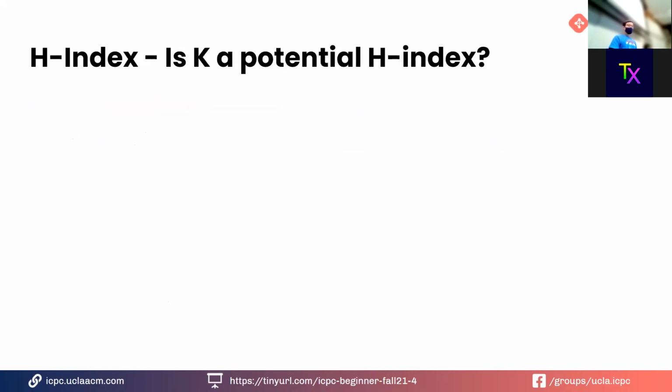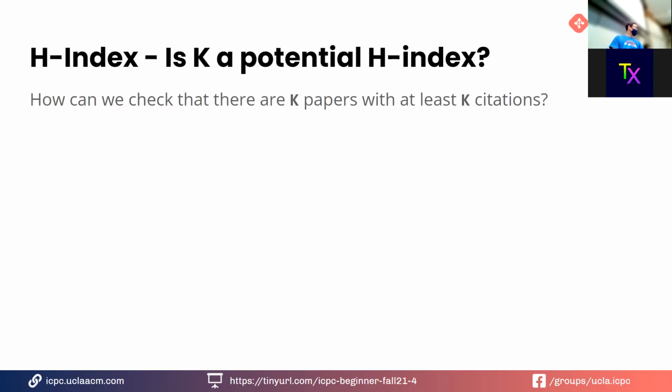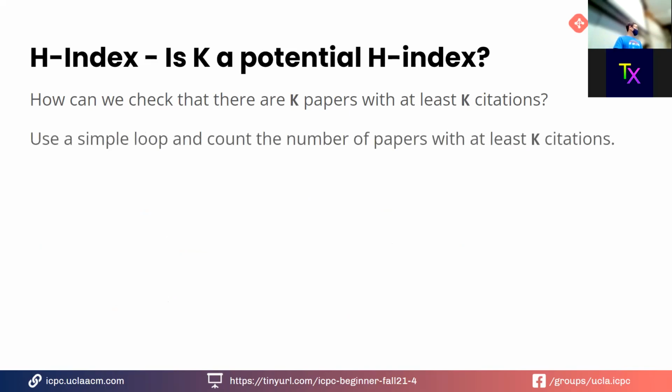And so what does the code for this look like? Oh, wait, one more thing. How do we check if K is a potential H index? How can we check if there are K papers with at least K citations? There are a few answers to this. We're just going to go with the simple one. We're just going to use a loop and count the number of papers with at least K citations.